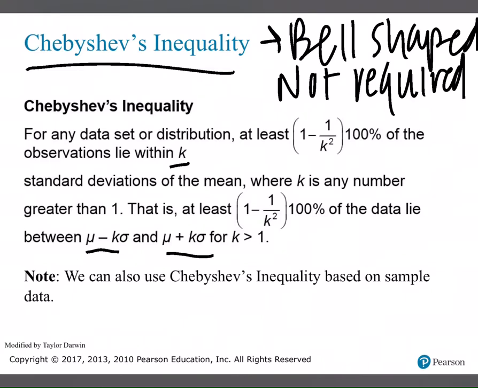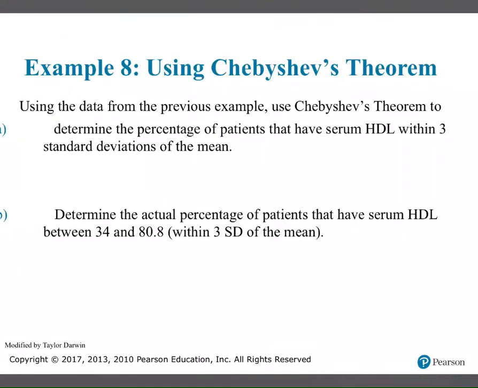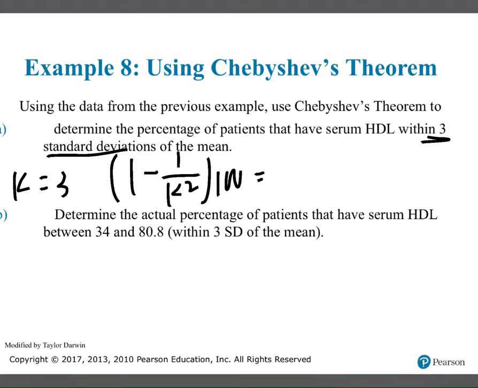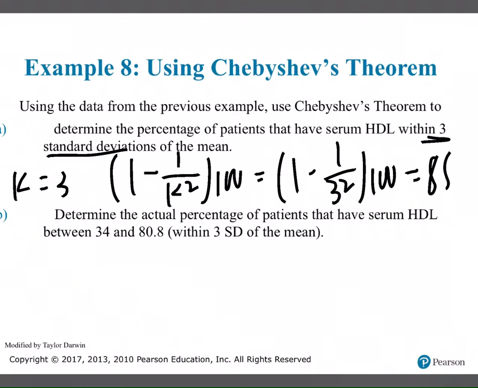So let's do it. It says use the data from the previous example, use Chebyshev's theorem to determine the percent of patients who have serum level HDL within 3 standard deviations of the mean. So that 3 is your K. So 1 minus 1 over K squared times 100. So in this case, 1 minus 1 over 3 squared times 100. If you do that in your calculator, you're going to get 88.9%. So I'm putting my percent up there.